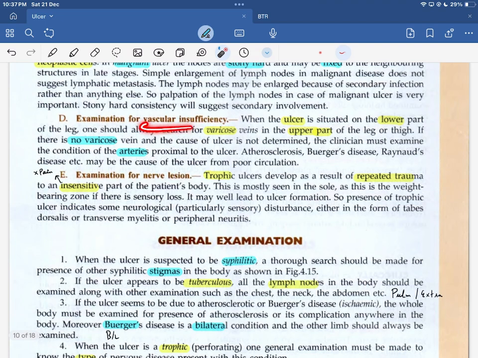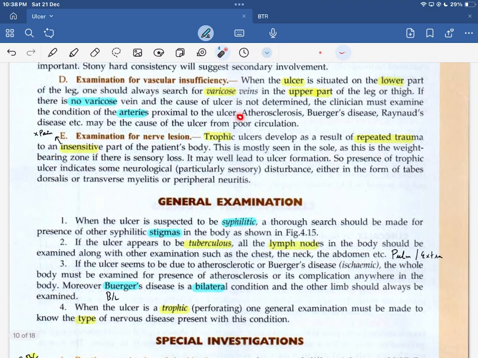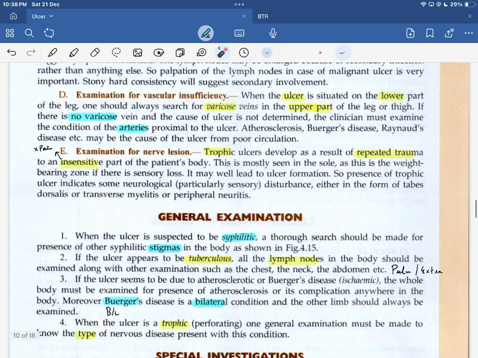And we can see the vascular insufficiency for the ulcer in the lower part, like varicose veins in the upper part. We can see if there are no varicose veins, or what the condition of the arteries is. We can palpate all the peripheral arteries, and we all know the surface markings of the different arteries. So we can see all these conditions that we saw above, Buerger's and atherosclerosis, whatever.